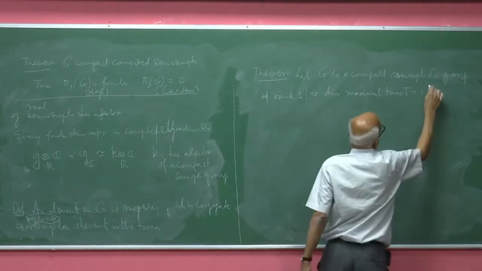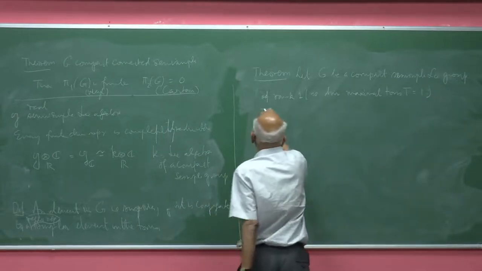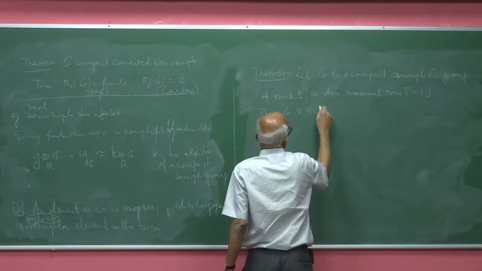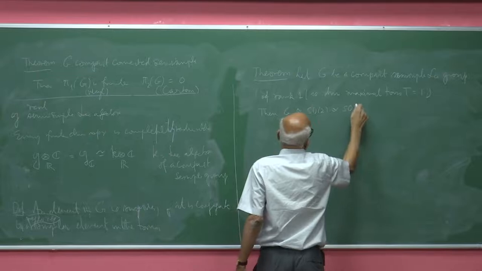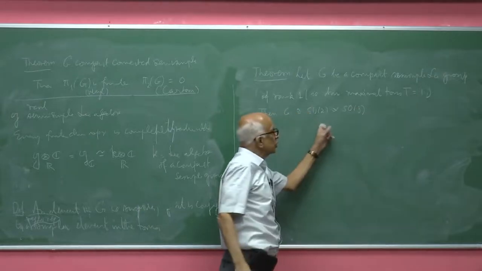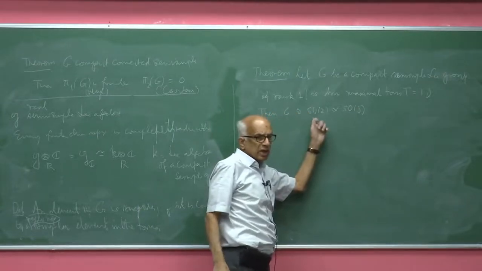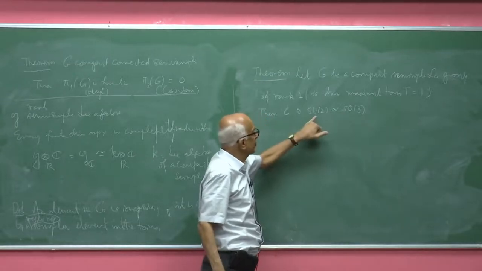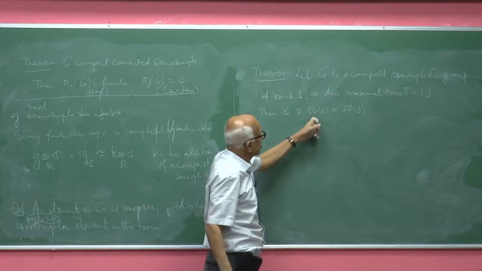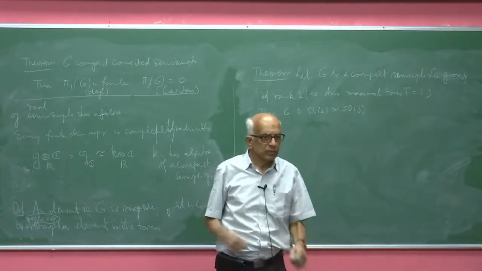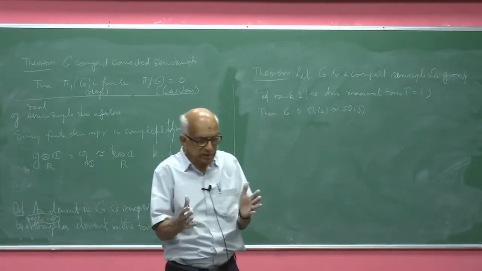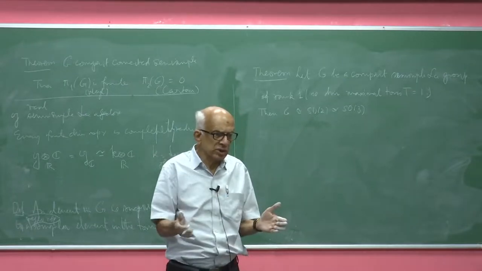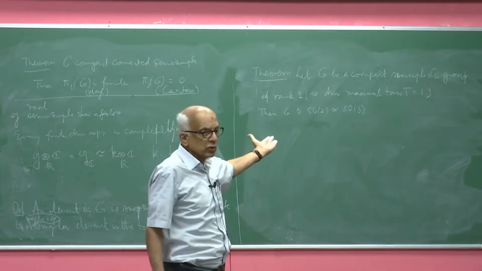Then G is isomorphic to SU(2) or SO(3). Notice that SU(2) is a two-sheeted covering of SO(3). SU(2) is simply connected, SO(3) has a nontrivial fundamental group. The way you realize this is the following. SU(2) can be thought of as the group of unit quaternions. If you take quaternions, you can think of it as a vector space over C or R. Think of it as a vector space over C, then SU(2) can be identified as unit quaternions.